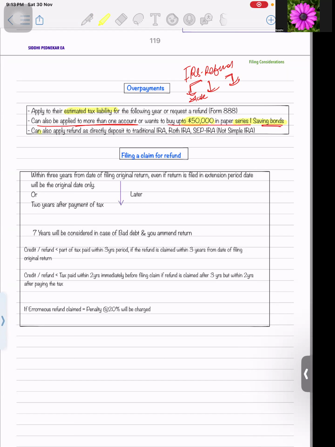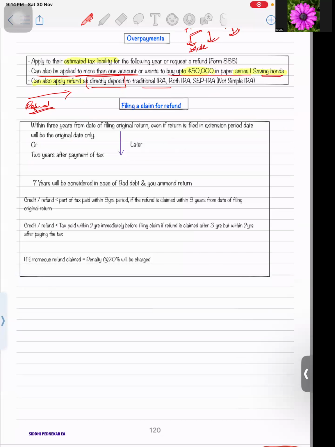Okay. And you can also apply the refund as a direct deposit to a traditional IRA or Roth IRA. Okay, you can deposit it as a contribution to the traditional, Roth and SEP IRA, not a SIMPLE IRA. These three are allowed. But please remember, you will also get the same benefits. We'll also revise the IRA topic again. Whatever benefit you are going to get in the IRA contribution, the same you will get even if it has been deposited through a refund amount. Okay, same treatment will be there. There will be no differentiation in that. Clear, guys?